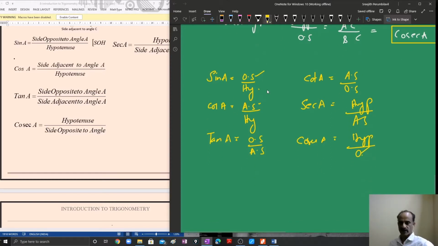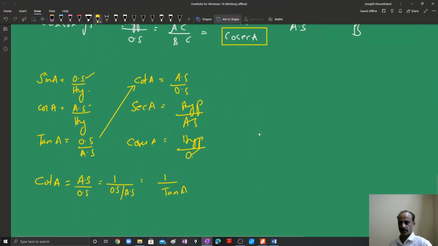Now when you look at these two, we can see that cot A is the reciprocal of this, that is adjacent side by opposite side, which is the same as 1 divided by opposite side by adjacent side, that is 1 by tan A. It is very important to learn that cot A is equal to 1 by tan A.